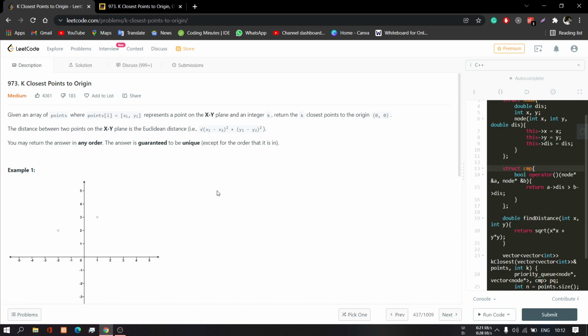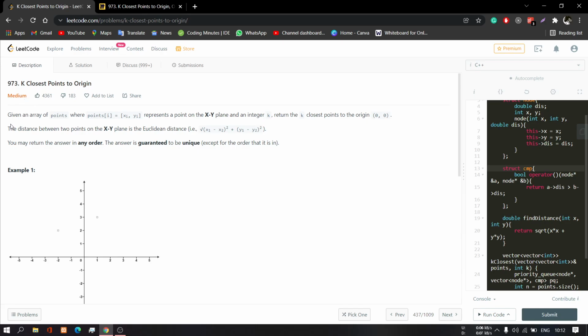So today I am back with another LeetCode daily challenge, and it is LeetCode number 973, K Closest Points to Origin. It is a medium level question, and I also feel the same.